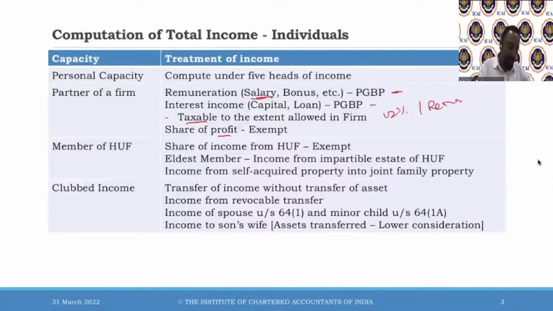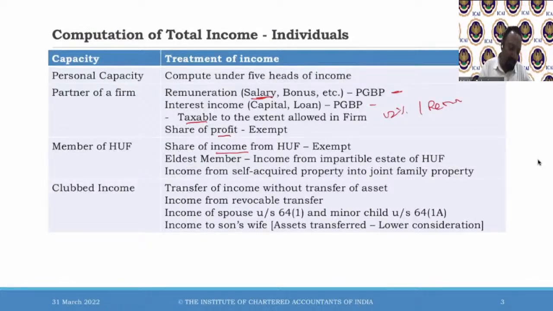With respect to HUF, whatever share of income you get is exempt. And in case there is any asset, they call this impartible estate, which means it cannot be divided. So this whole estate of the HUF will be considered as the income of the eldest member. So as far as HUF goes, if there is any impartible estate, then it shall be clubbed in the hands of the eldest member of the HUF. Typically, we can say it could be the Karta.